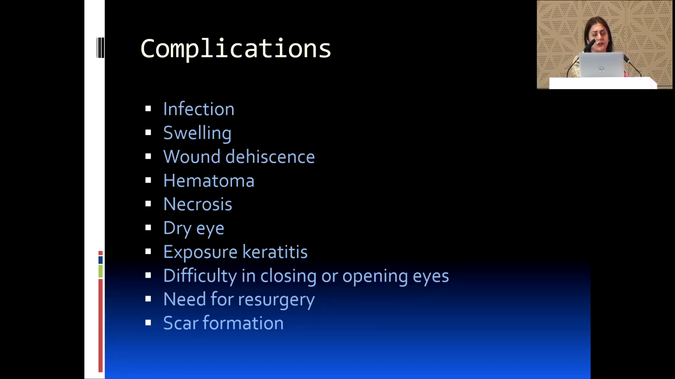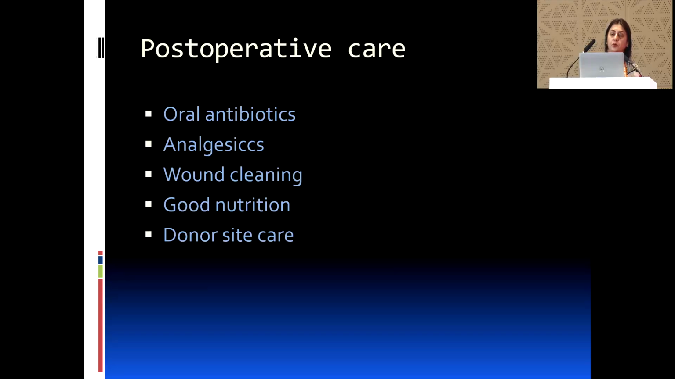Complications of eyelid reconstruction can be like any other eyelid surgery. There can be infection, swelling, wound dehiscence, hematoma, necrosis, dry eye, keratitis, exposure keratitis, difficulty in opening or closing eyes. We should always tell about the need for resurgery, scar formation.